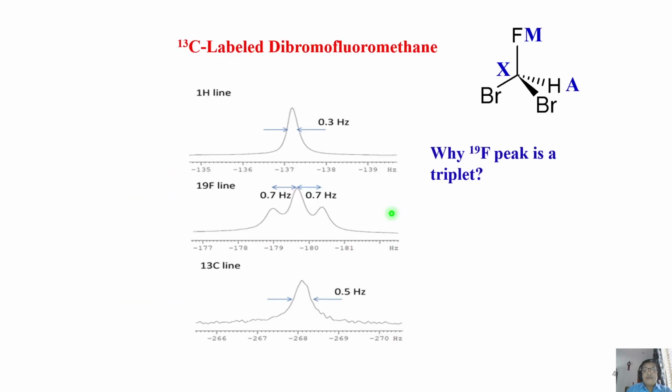Why is it happening? Why is fluorine a triplet? What makes fluorine a triplet in this molecule? Of course, don't tell me there are two bromines, so it will become a triplet. Bromine will not couple, and most of it is a quadrupolar spin. So what makes it a triplet?